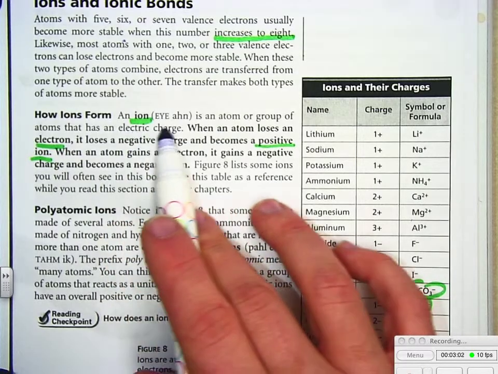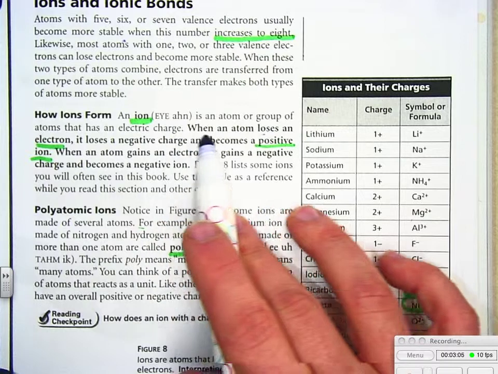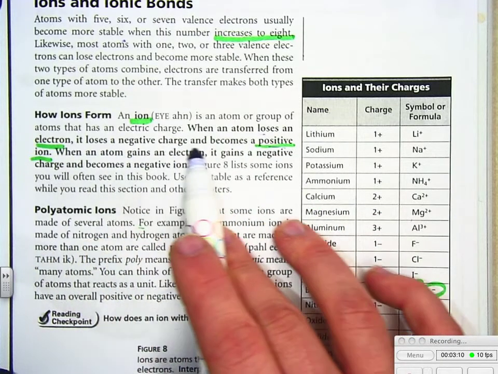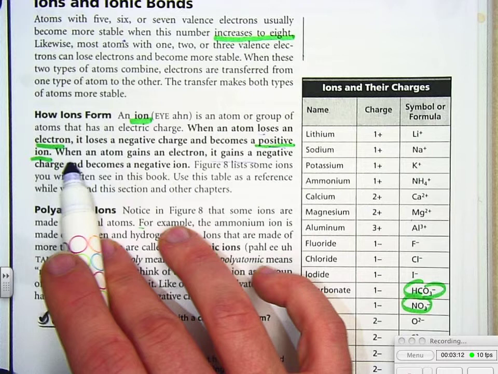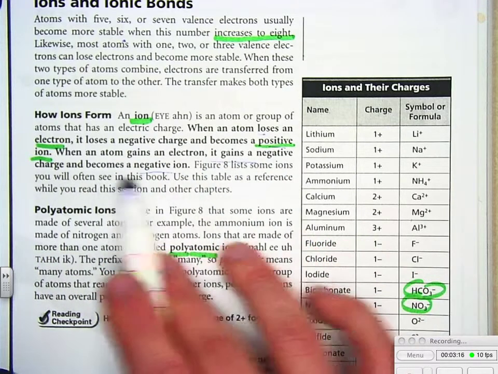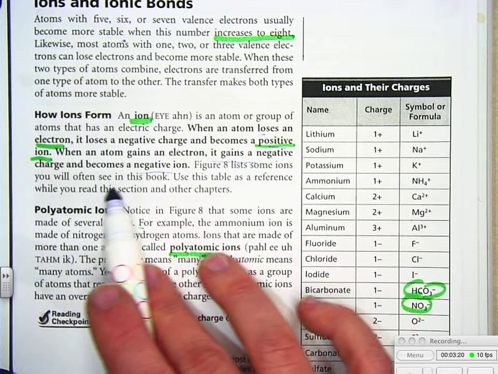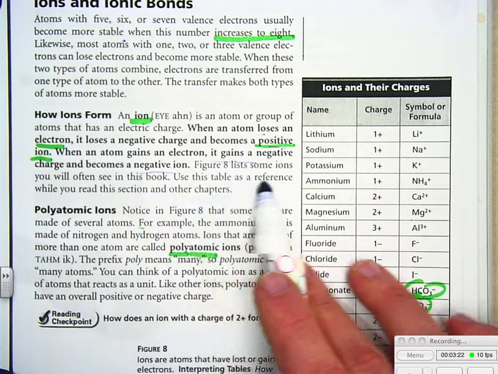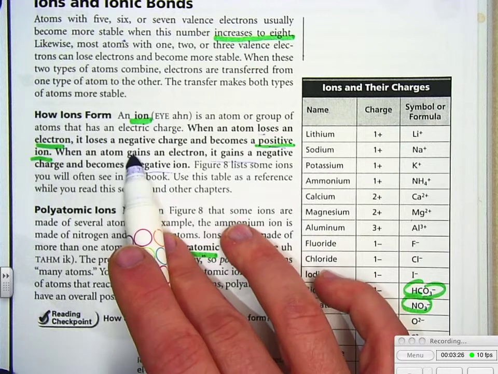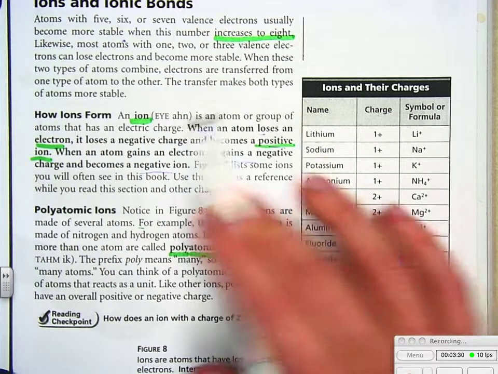An ion is an atom or group of atoms that has an electric charge. When an atom loses an electron, it loses a negative charge and becomes a positive ion. When an atom gains an electron, it gains a negative charge and becomes a negative ion. Figure 8 lists some of the ions you will often see in this book. Use this table as a reference while you read this section. Oh, this looks like a good quiz question. How does an atom become an ion? Look at this vocab word.